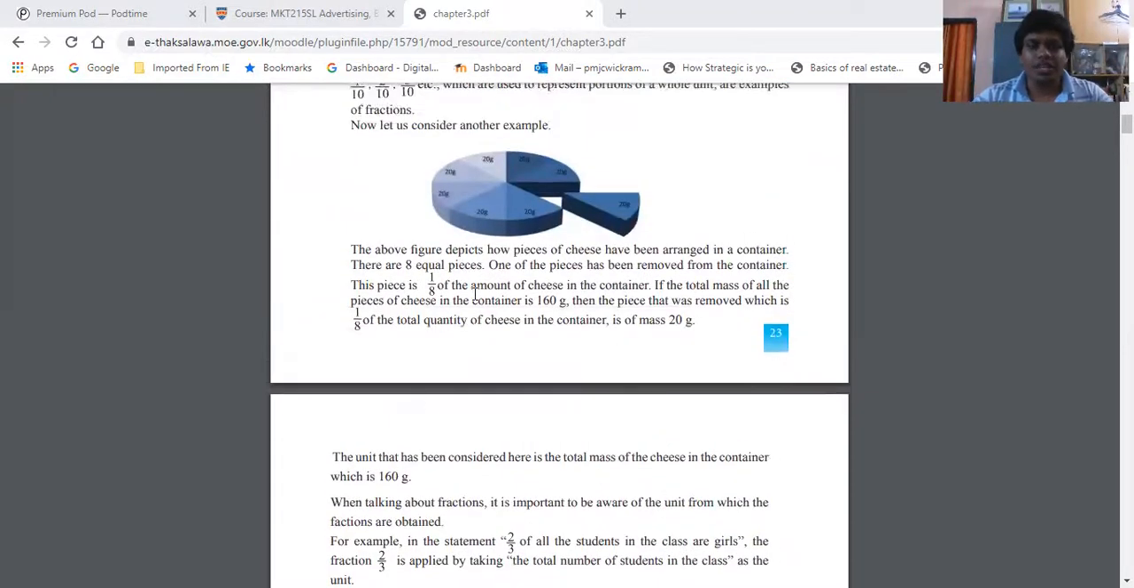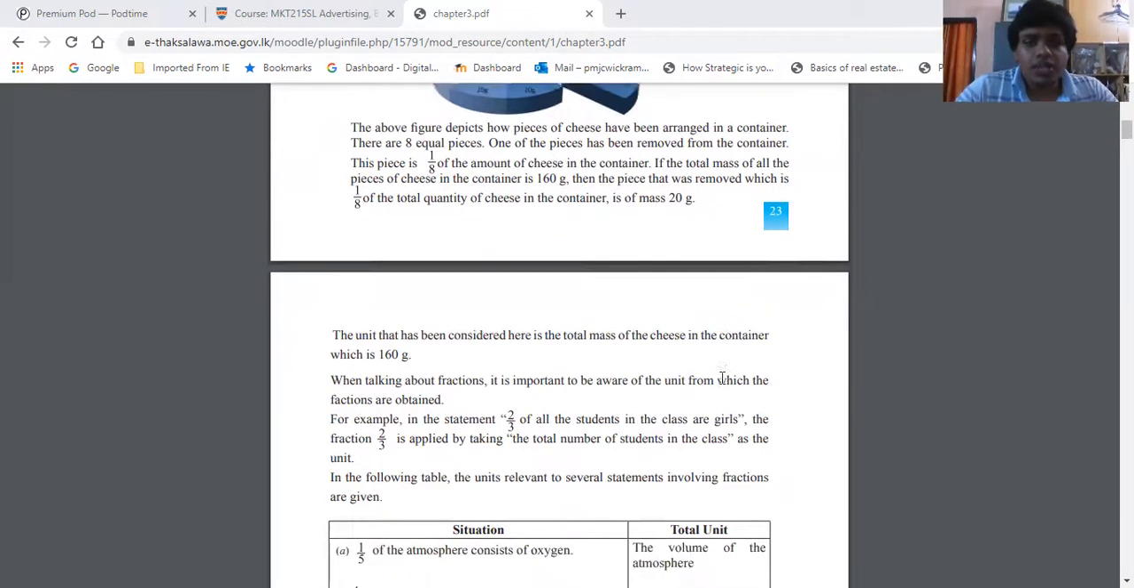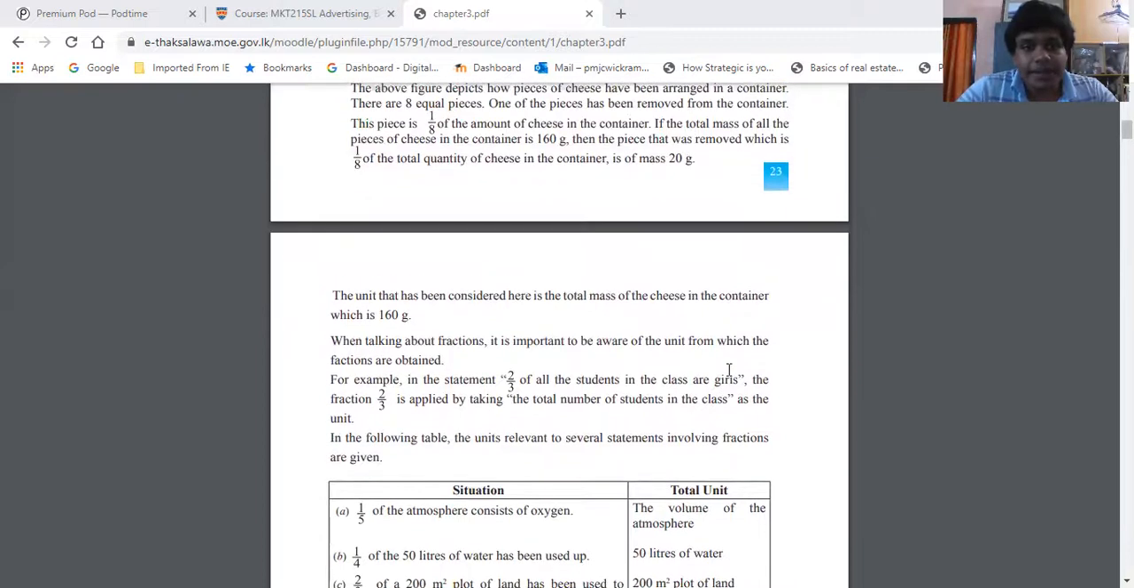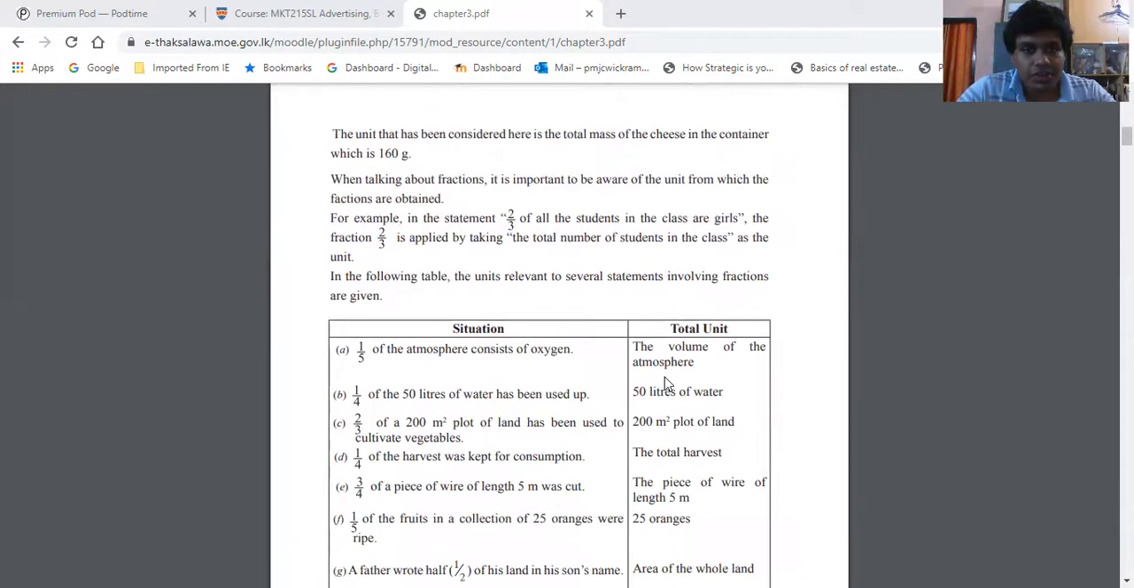They have shown how pieces of cheese have been arranged in a container, and 8 equal pieces are there. It's the same thing, given in a different example for you to understand. Simply, fractions are what we mentioned about the chocolate. It's very simple. So let's move on to what they're saying here. The unit considered here is the total mass of cheese in the container.